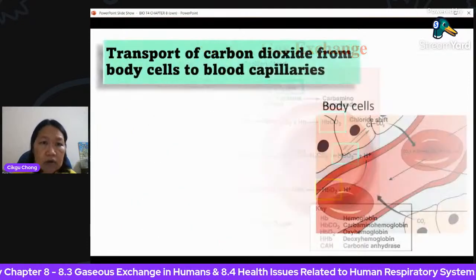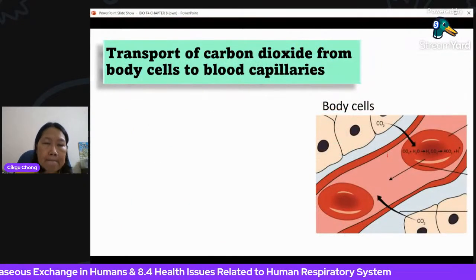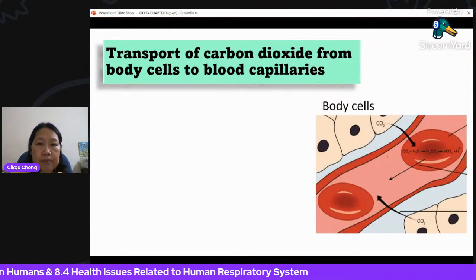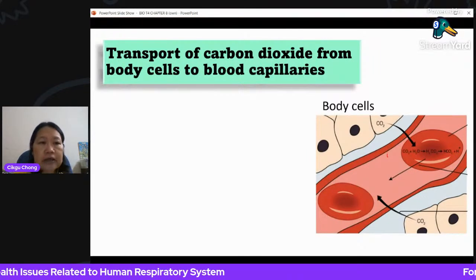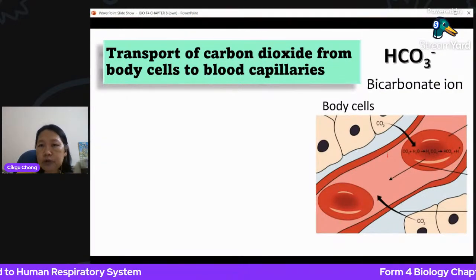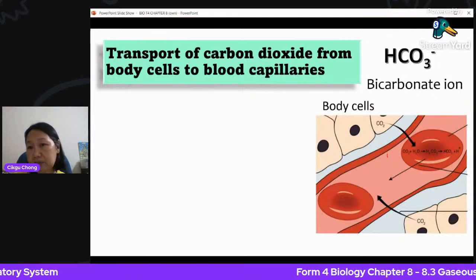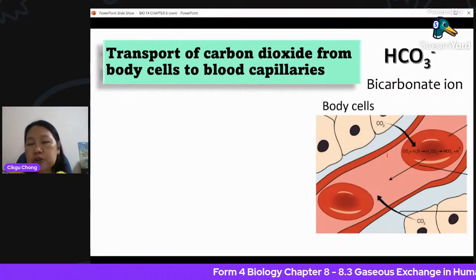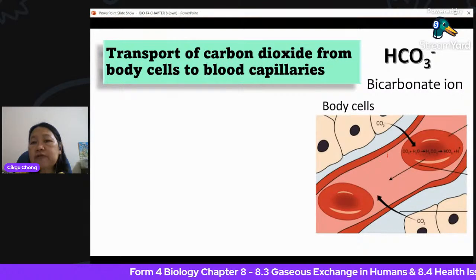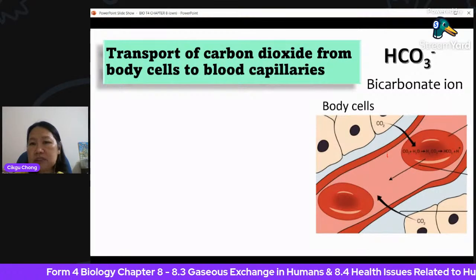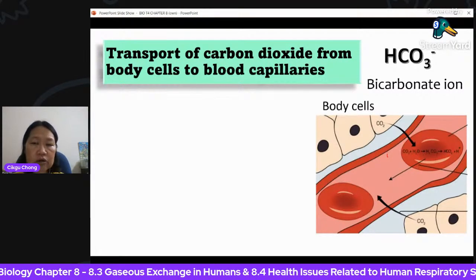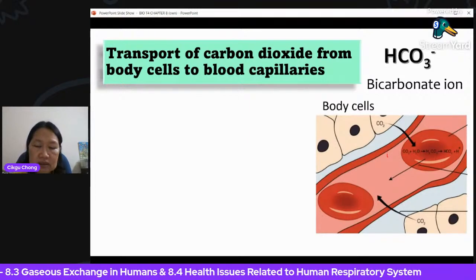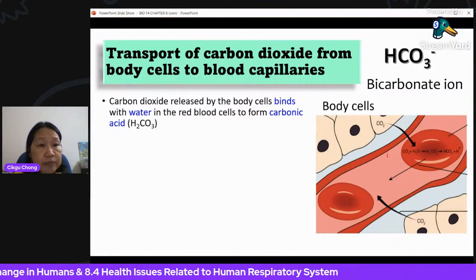So we're going to explain now how this carbon dioxide forms bicarbonate ion. First of all, how does it form bicarbonate ion? It has to go into the red blood cell in order to form your bicarbonate ion, because the process of converting into bicarbonate ion happens in the red blood cells. Okay, let's see the first one. Now, how to explain?